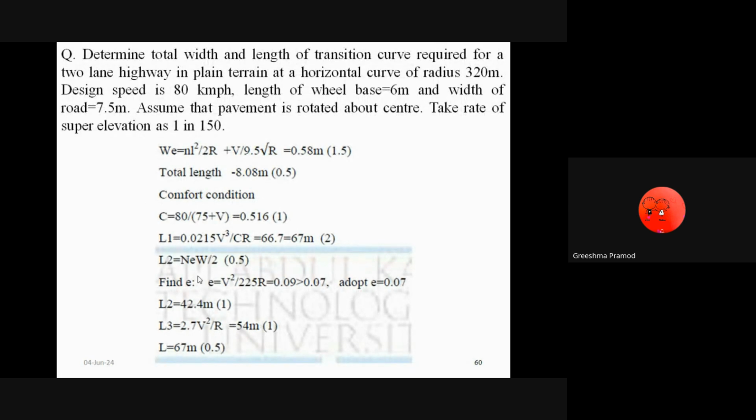Then in the first module itself, the transition curve. Determine the total width and the length of the transition curve, which is required for a two-lane highway in plain terrain at a horizontal curve of radius 320 meter, design speed 80 km per hour, length of the wheel base 6 meter, width of the road 7.5 meter. Assume that the pavement is rotated about the center, take rate of superelevation as 1 in 150.